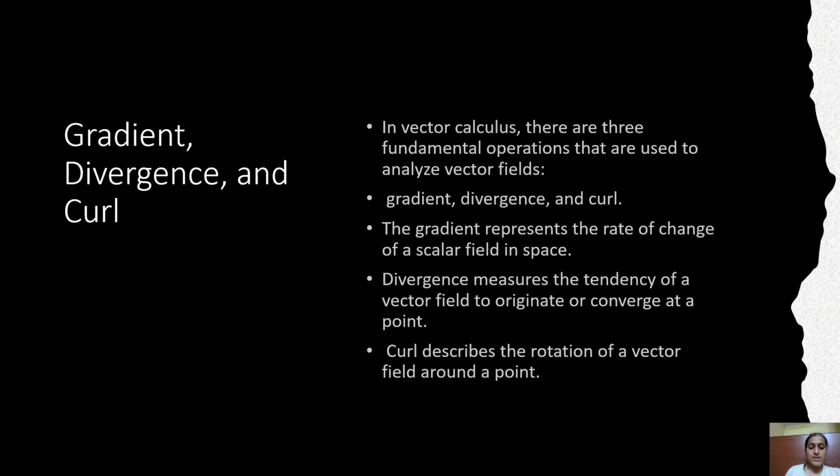Gradient, divergence, and curl. In vector calculus, there are three fundamental operations that are used to analyze vector fields. Firstly, the gradient represents the rate of change of a scalar field in space. Divergence measures the tendency of a vector field to originate or converge at a point. Coming to curl, it describes the rotation of a vector field around a point.